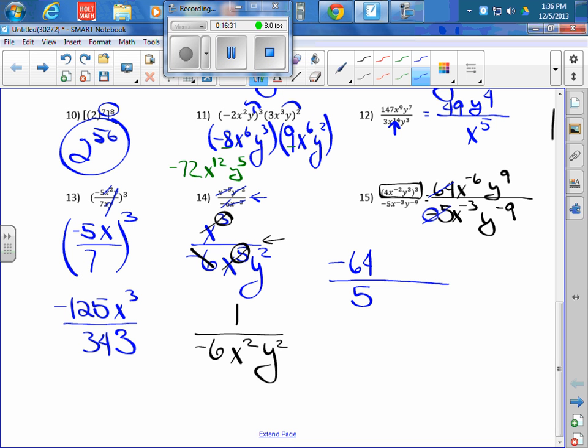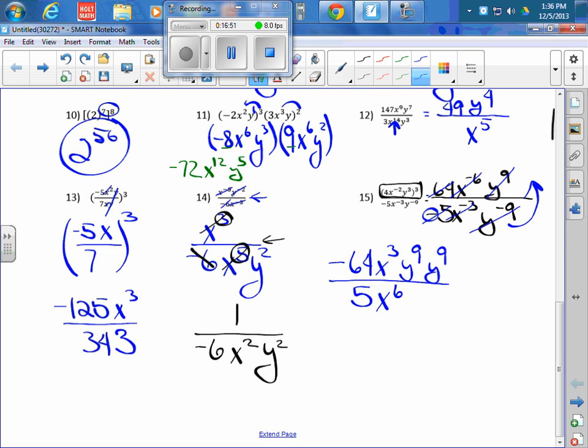Alphabetical order. Move one thing at a time. X to the negative 3 becomes x to the positive 3. X to the negative 6 becomes x to the positive 6. We already have the y to the ninth here. Oh, look what happens here. This y to the negative 9, here's the reason why they don't cancel. That guy gets moved up.